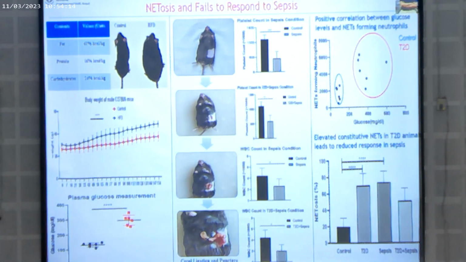We then thought of understanding the mechanisms more by making mouse models. We made diabetic models and studied what happens to the NETs in these mouse models, and we saw that type 2 diabetes models have more NETosis. When we induced sepsis to mimic infection by the cecal ligation method, we showed that the sepsis models have a lower amount of NETs. They don't respond as they do in the healthy condition. So even in the mouse models, we show that it is there.